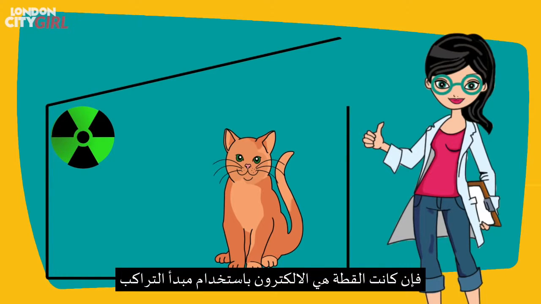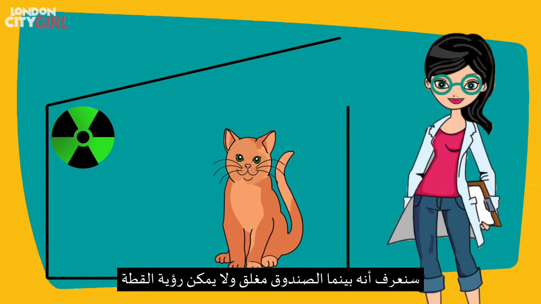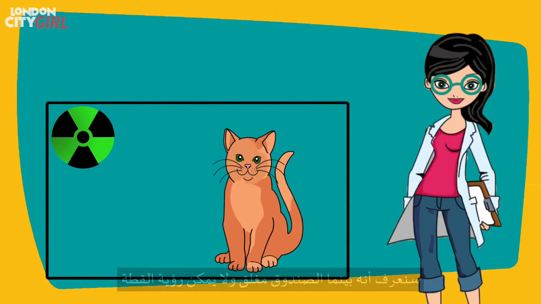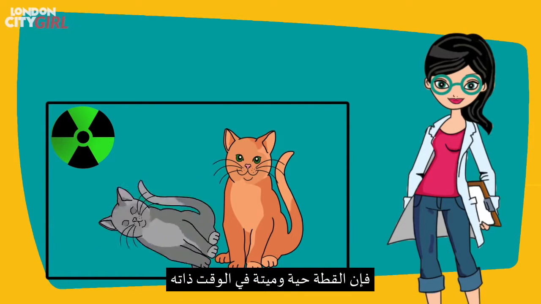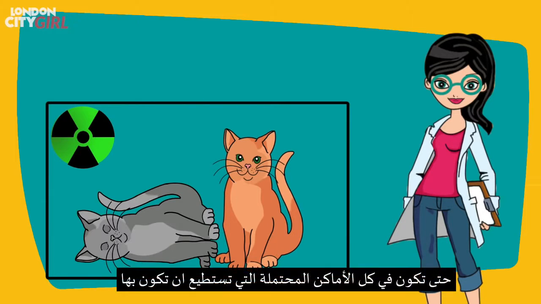So if the cat were similar to an electron using the superposition principle, we would say that while the box was covered and the cat was not being observed, the cat was both alive and dead at the same time, in order for it to be in all the states it could possibly be in.